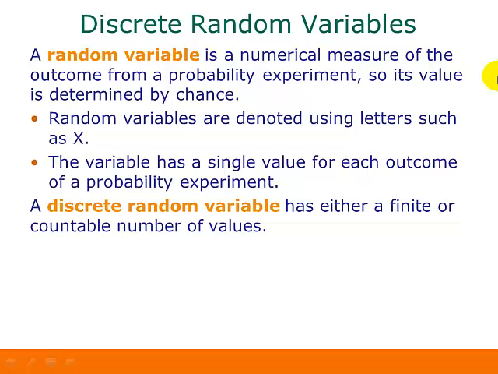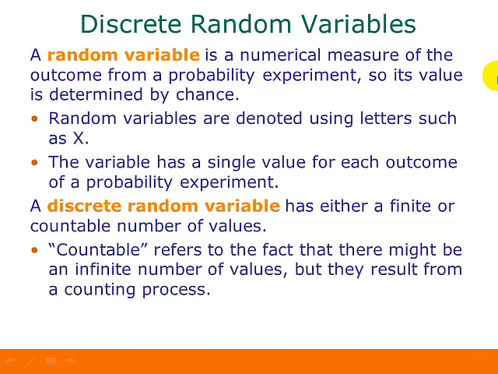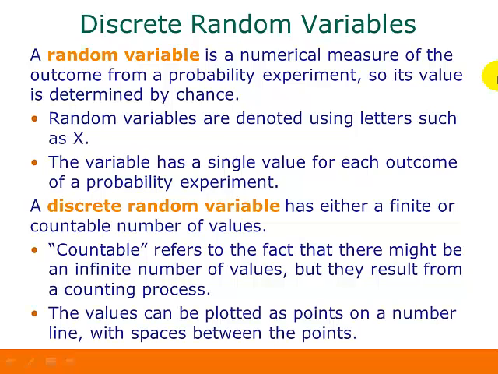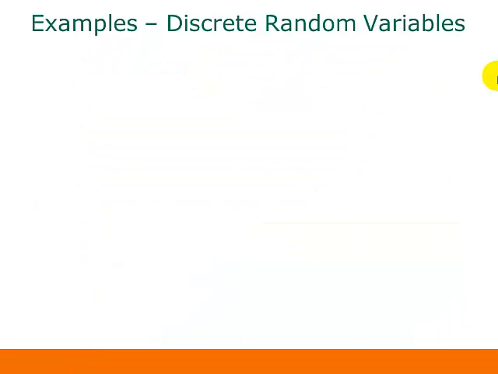A discrete random variable has either a finite or a countable number of values. And countable refers to the fact that there might be an infinite number of values, but they result from a counting process. This also means that the values can be plotted as points on a number line with spaces between the points. Here's some examples of discrete random variables.